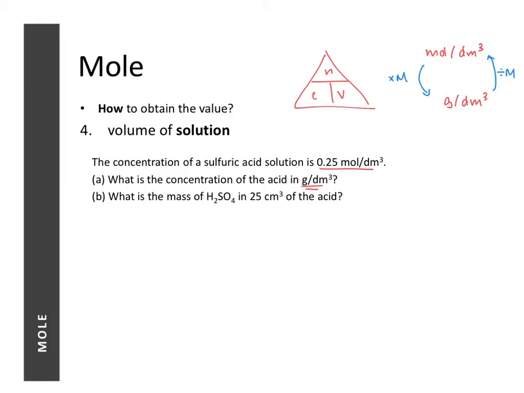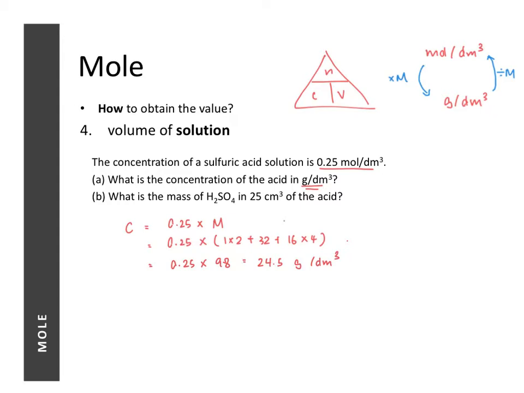So in this case, to get the concentration of the acid in grams per dm cube, I need to multiply the concentration in mole per dm cube by the molar mass of sulfuric acid. That will give me a value of 24.5 grams per dm cube.